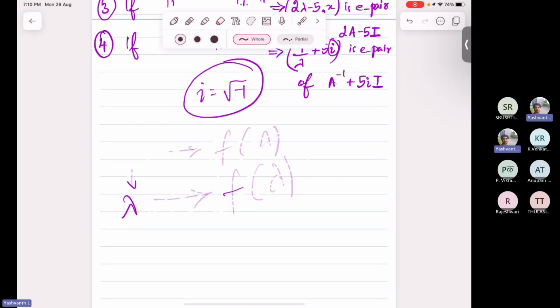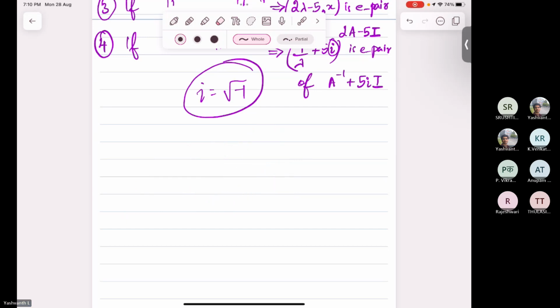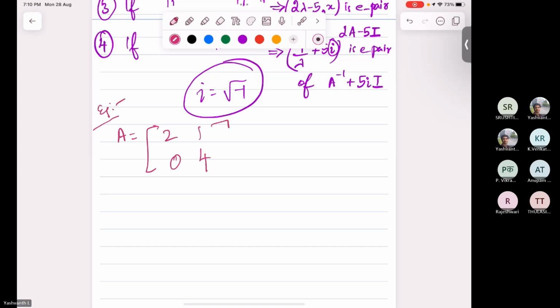See, all I'm trying to say is, let's say A is, okay, again I'm taking an example, the matrix 2 1 0 4. Can you tell me the eigenvalues of the matrix? You can show that it is just equal to 2 and 4. Because I think in one of the previous classes I told you that for an upper triangular matrix, the diagonal elements are the eigenvalues themselves. Okay, so lambda equal to 2 and 4.